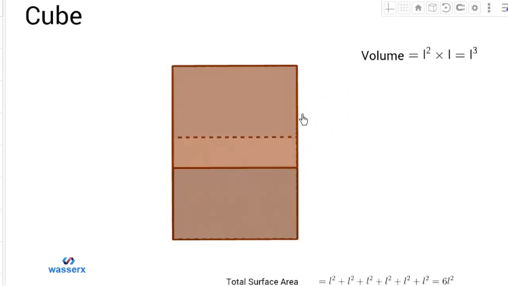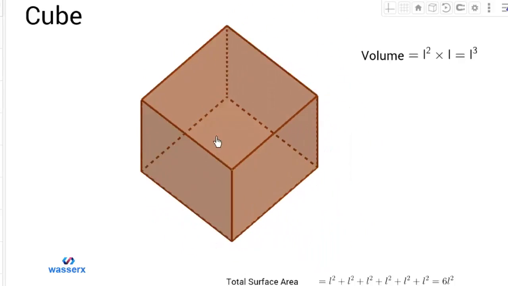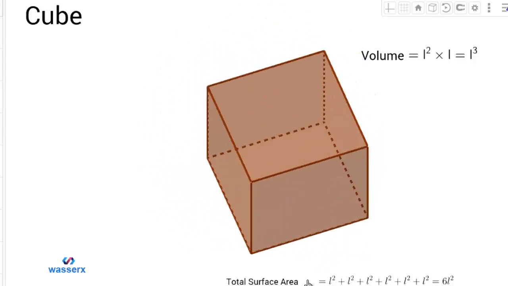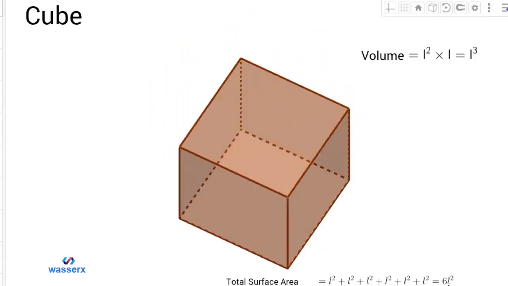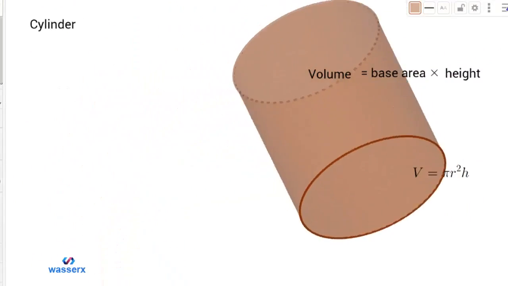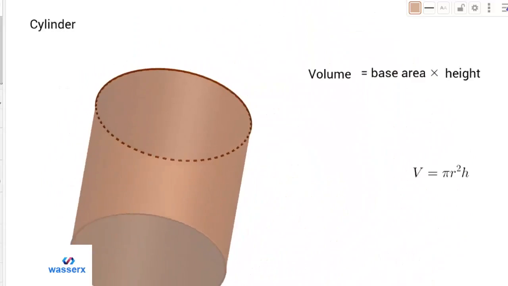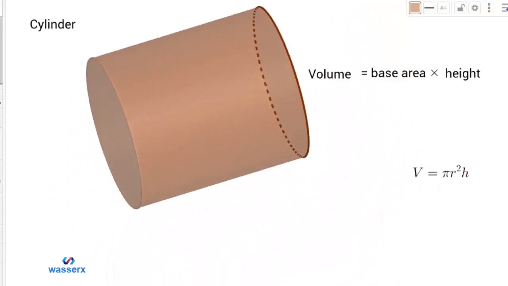So we know the cube has 6 faces, as you can see. Therefore, the total surface area is going to be L squared plus L squared, and so on. We have 6 of them. Next is the cylinder. This cylinder is also a prism with a uniform cross-sectional area of a circle.